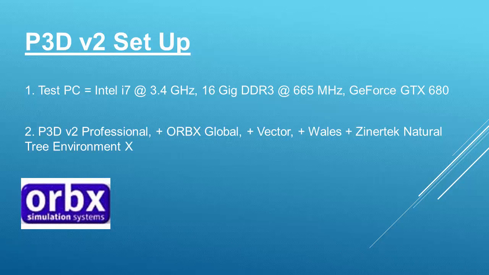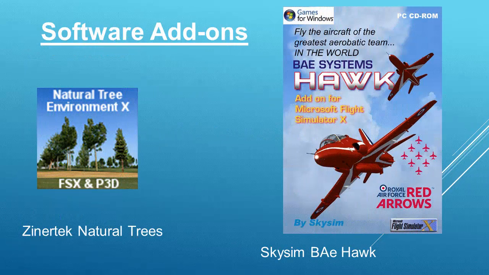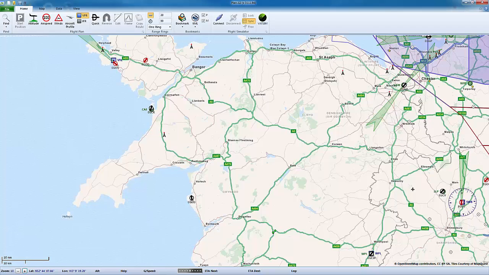This is the machine we're going to do it on. It's an Intel i7, and in particular we've got ORBX augmenting the graphics. The software add-ons, we've got Zinatech's Natural Trees, and in particular the Hawk from SkySim, which is a very nice model. Setting up the new flight plan in Plan G.